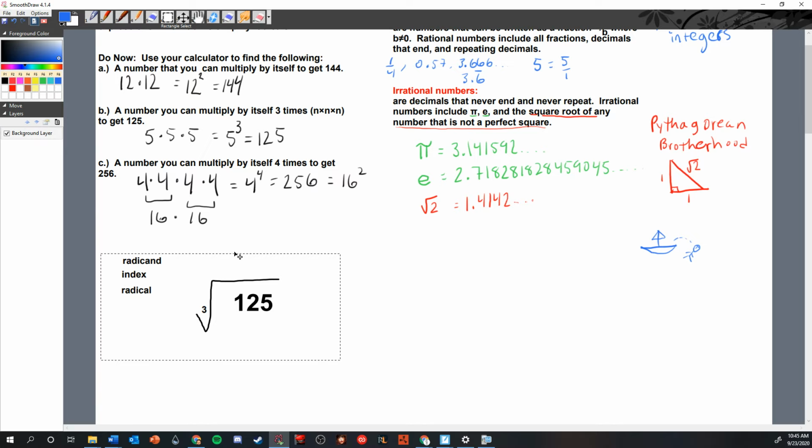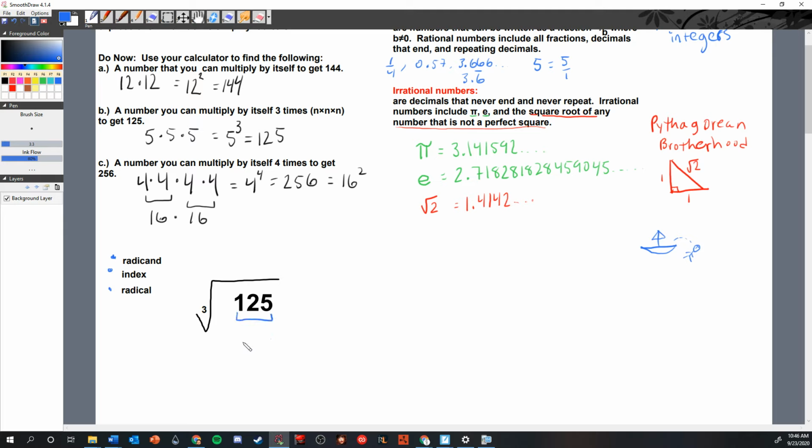Okay, so when I write anything in any sort of root, whether it's a square root, cube root, fourth root, etc., there are three terms I have to keep in mind: the radicand, the index, and the radical. The radicand is whatever I'm trying to take a root of, whether it's the square root, the cube root, or whatever.